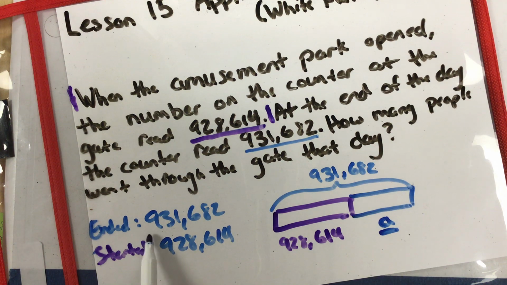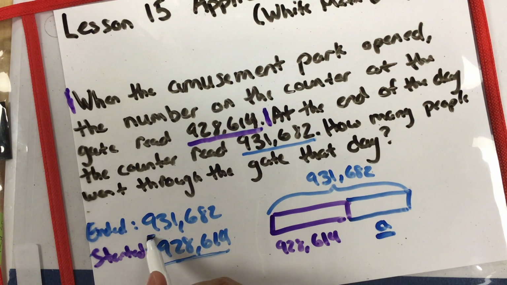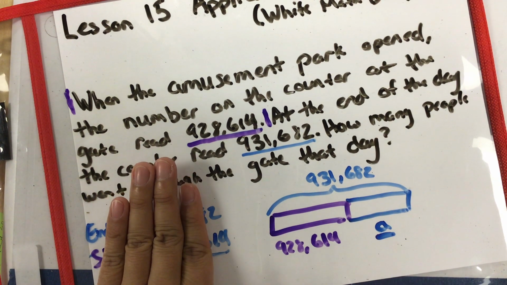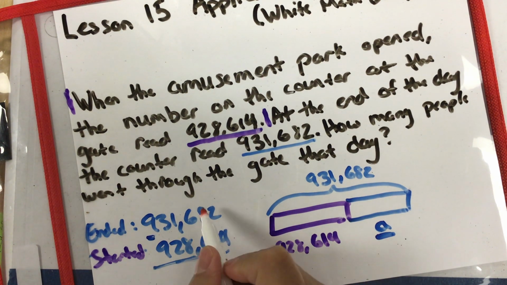So how do we figure out what this missing attendance is going to be? Well, we have our end time, or we have how many we had at the end and at the started. So we need to figure out how many people went through. Well, we're going to take the difference. So we're going to subtract. Okay? So when we do our subtraction, we have, starting at our ones, 2 ones minus 4 ones. We can't do that. So we're going to go next door.